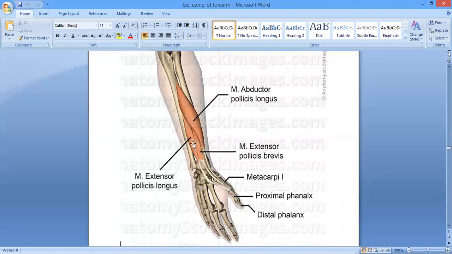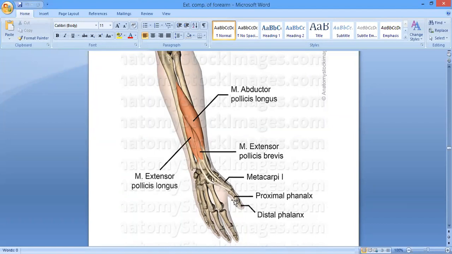Now we'll go for the extensor pollicis longus. This is a muscle which is coming from the posterior surface of the shaft of the ulna, right? Its name is longus, right? So where does the longus muscle insert? The longus is going to be inserted over the distal phalanx. Okay? So this muscle is coming from the posterior surface of the shaft of the ulna and is going to be inserted at the base of the distal phalanx of the thumb. Okay? And what will its function be? It extends the distal phalanx of the thumb. Okay? Extension on what? On the distal phalanx of the thumb.